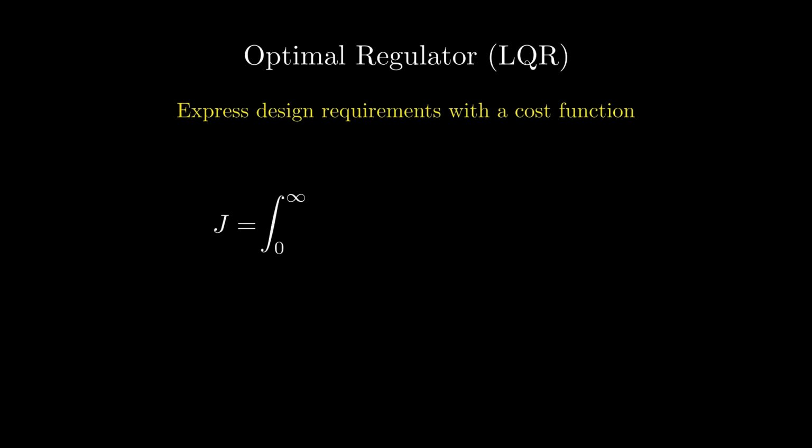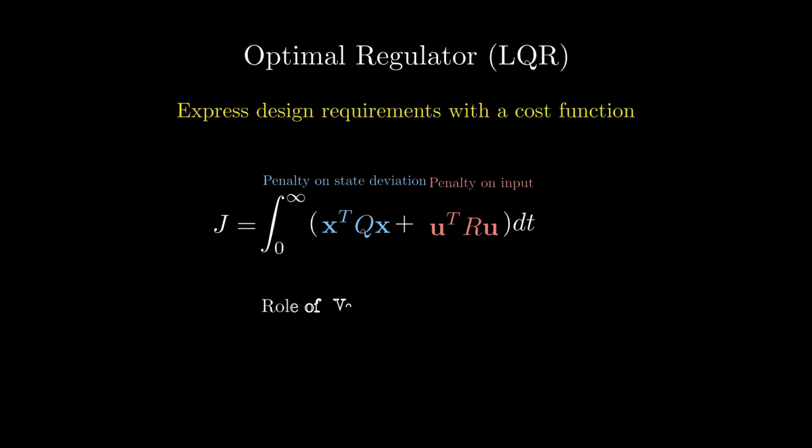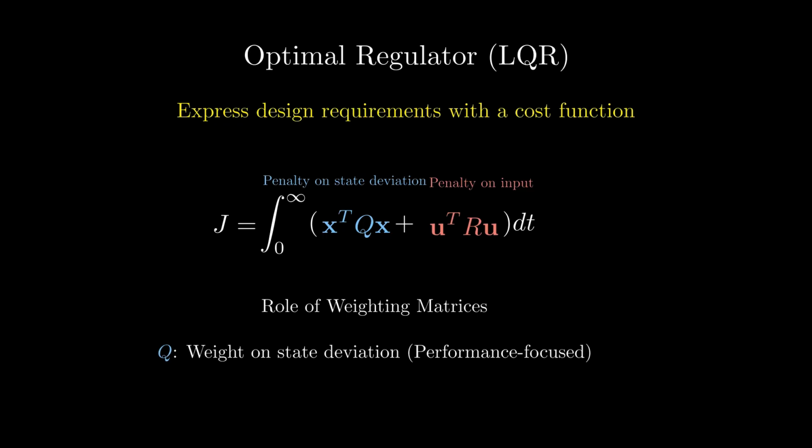The optimal regulator finds the optimal gain K that minimizes a cost function J instead of pole coordinates. I see the letters Q and R. Q and R are weights, penalties, that the designer chooses. XTQX is a penalty on state deviation. The larger Q is, the more you prioritize performance. UTRU is a penalty on input energy. The larger R is, the more you prioritize energy savings. So you decide whether to prioritize performance or energy savings through the balance of Q and R.